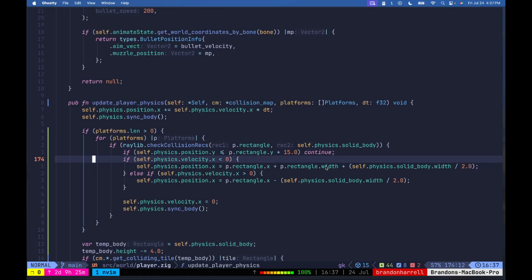So the first thing is you have the platform, and then you check the collisions, and then we need to resolve the collision. So remember, when you do collisions, you also need to resolve the collision, right?